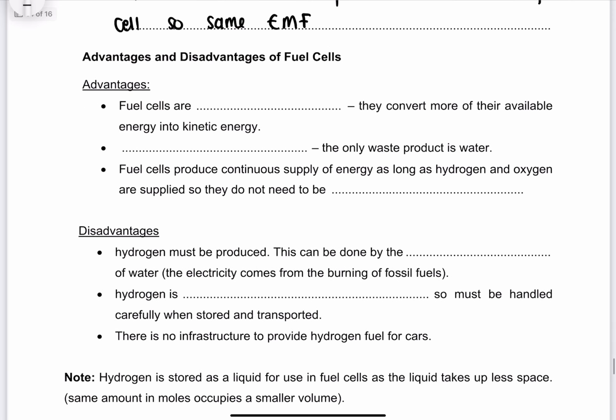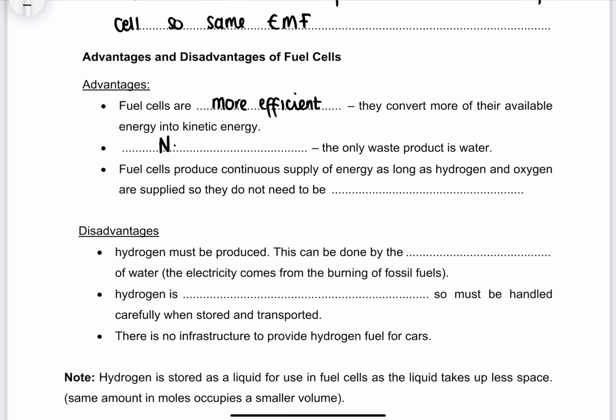What are our advantages then and disadvantages of using fuel cells? Well, fuel cells are way more efficient. They convert more of the available energy that they have stored into useful energy, into kinetic energy, as opposed to using other types of cells or combustion in a car for fuel. They are so much more efficient. You get much more kinetic energy from the stored potential energy.